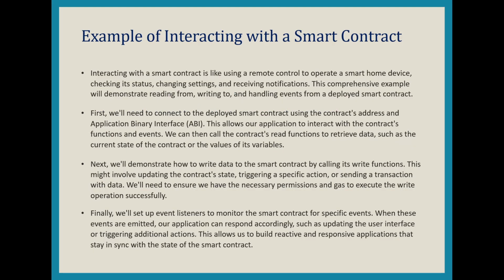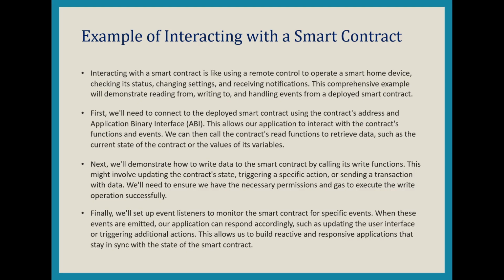Okay, so now we'll take an example of interacting with a smart contract, right? What is interacting with a smart contract? It's like using a remote control to operate a smart home device. You can check its status, change settings, and you receive notifications. We'll take a comprehensive example which will demonstrate reading from, writing to, and handling events, everything that we have done today in one example. So first, again, we'll need to connect the deployed smart contract using the contract's address and ABI. I've shown you all of this, right? We do this to allow our application to interact with the contract's functions and events.